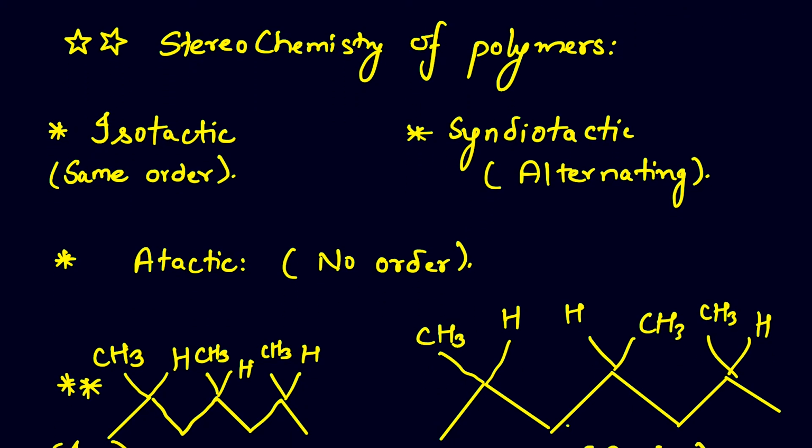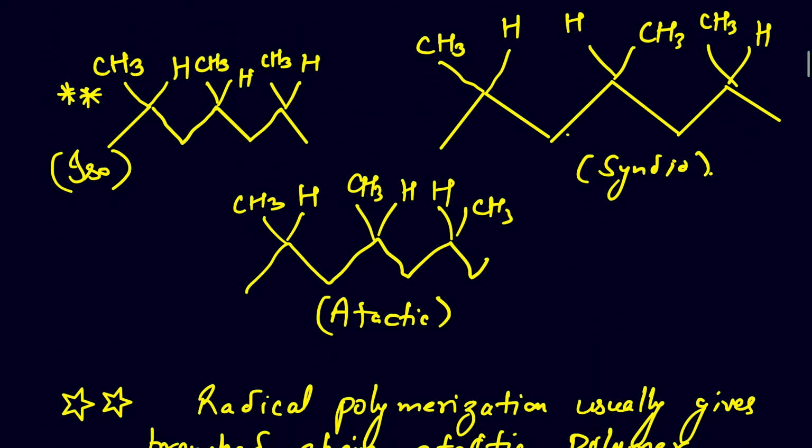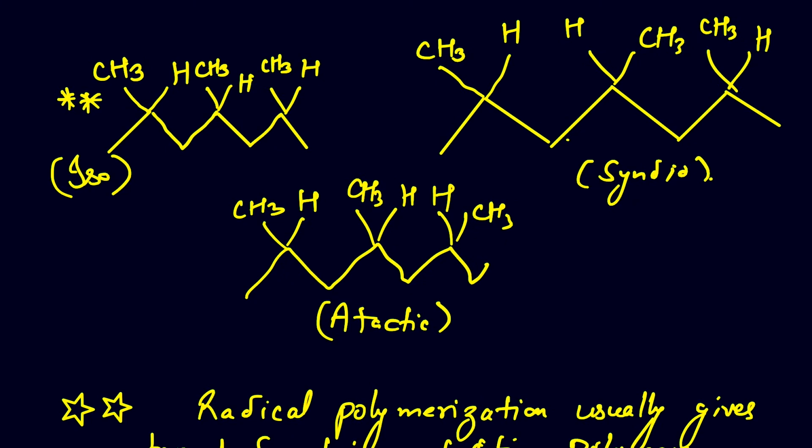Now let's talk about the stereochemistry of polymers. We have basically three types of polymers. One is isotactic, that have the same order. Next is syndiotactic, that are alternating, and the last one is atactic, having no order. So these are basically the representation of the three forms. If we try to understand isotactic, we have the same arrangement, in syndiotactic there is alternate arrangement, and in atactic there is no order in the arrangement of the substituents.